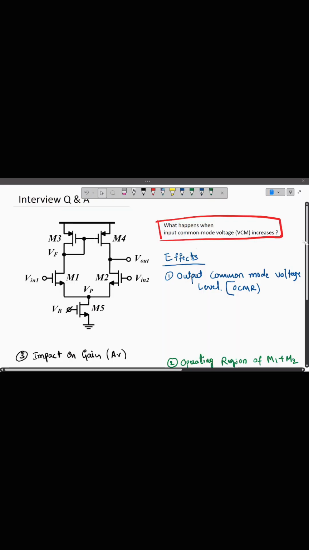Let's learn the most commonly asked interview question in the top semiconductor companies like Qualcomm, Broadcom, Intel, Nvidia, etc. So let's hear about it from an expert. The question to solve today is: what happens when input common mode voltage increases for an op-amp?